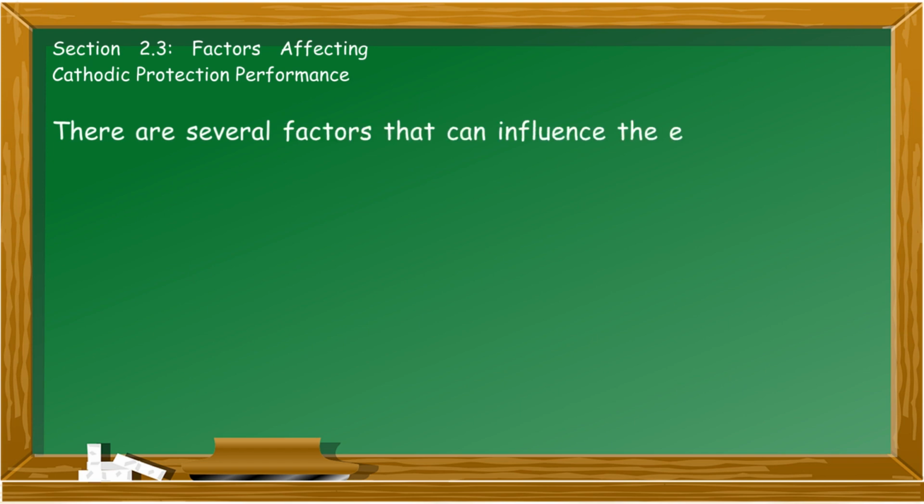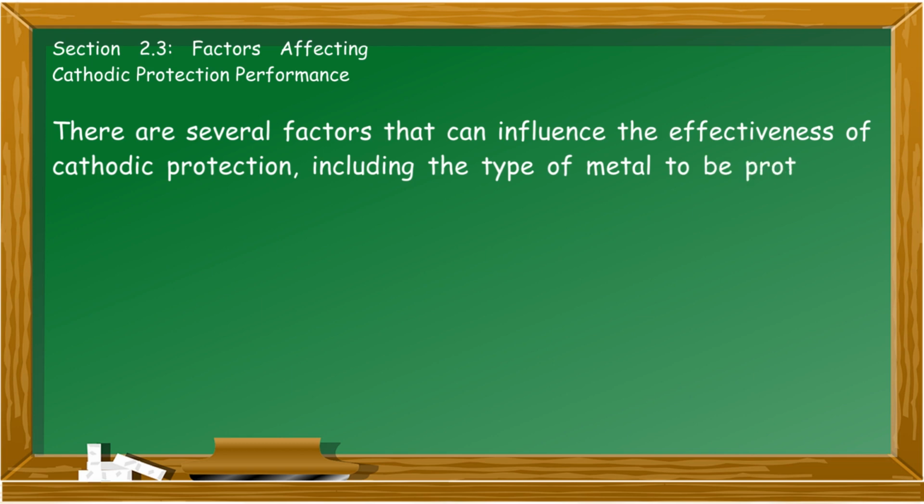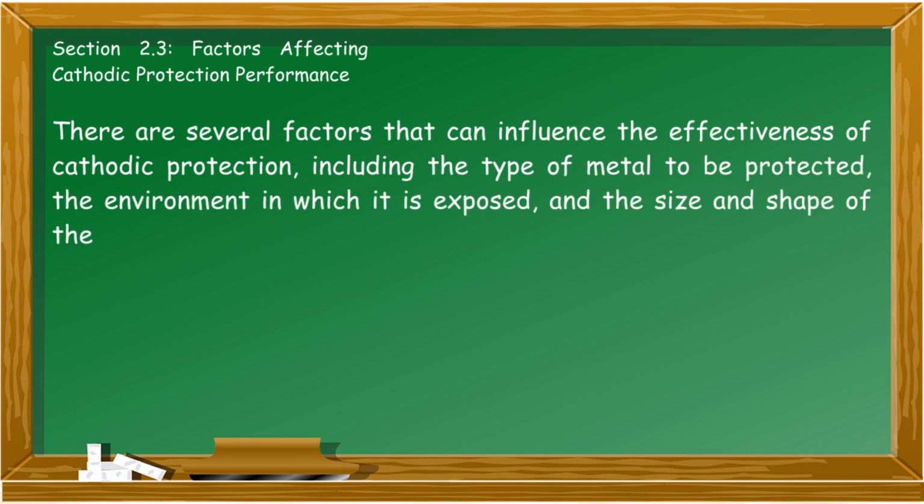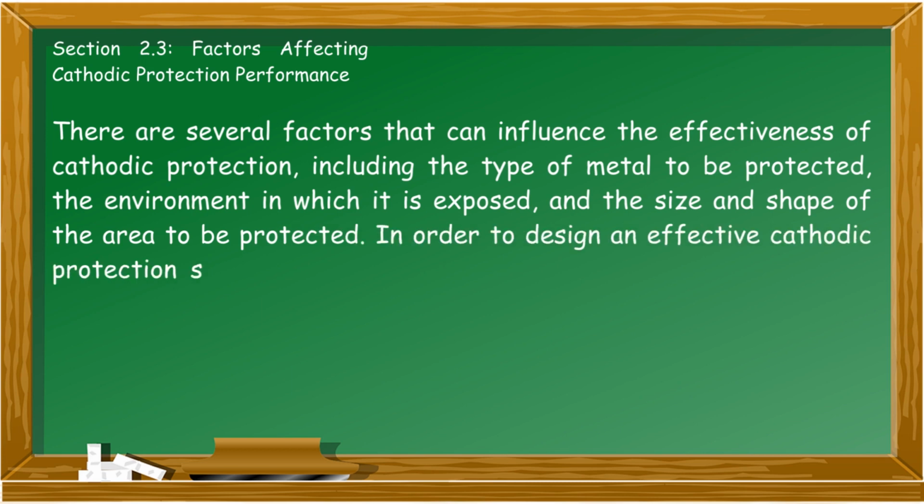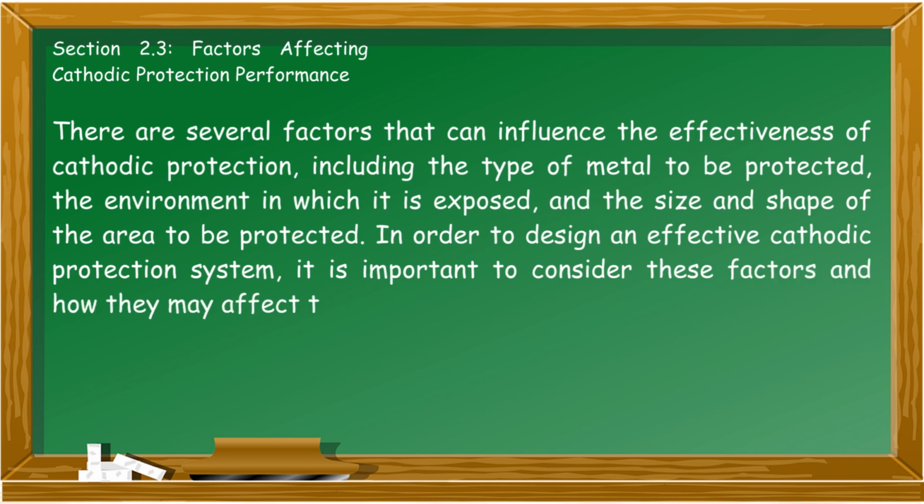Section 2.3: Factors affecting cathodic protection performance. There are several factors that can influence the effectiveness of cathodic protection, including the type of metal to be protected, the environment in which it is exposed, and the size and shape of the area to be protected. In order to design an effective cathodic protection system, it is important to consider these factors and how they may affect the performance of the system.